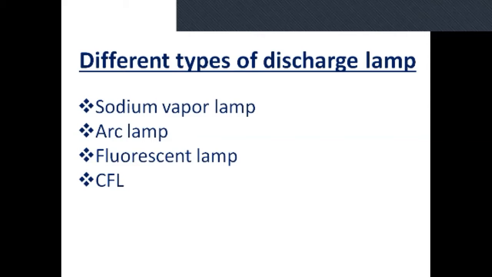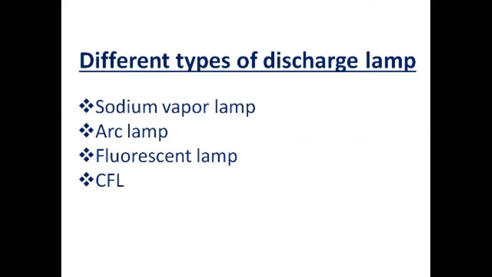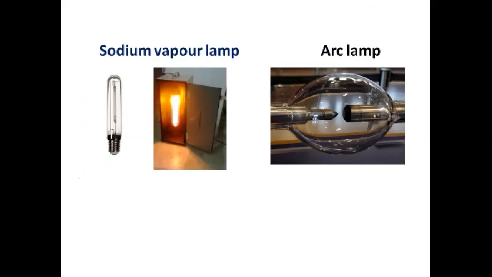Different types of discharge lamps. There are so many types of discharge lamps: sodium vapor lamp, arc lamp, fluorescent lamp, and CFL lamp. This is a figure of a sodium vapor lamp. The first figure shows a sodium vapor lamp, and the second one shows the lighting effect, and that is used in laboratory equipment.